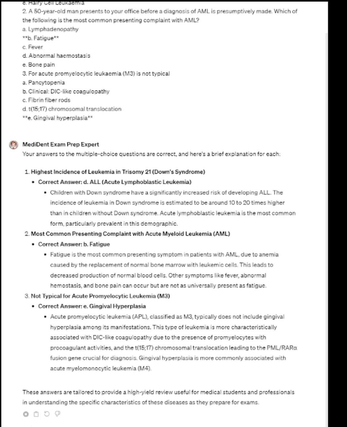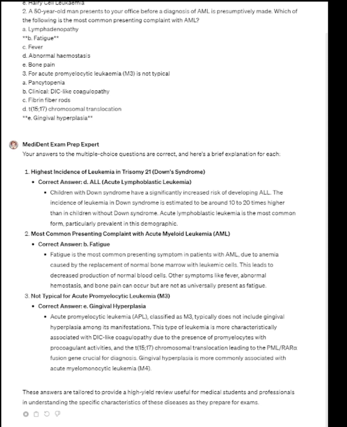Your answers to the multiple choice questions are correct, and here's a brief explanation for each. 1. Highest incidence of leukemia in trisomy 21, Down syndrome. Correct answer, D. All. Acute lymphoblastic leukemia. Children with Down syndrome have a significantly increased risk of developing ALL. The incidence of leukemia in Down syndrome is estimated to be around 10 to 20 times higher than in children without Down syndrome. Acute lymphoblastic leukemia is the most common form, particularly prevalent in this demographic.